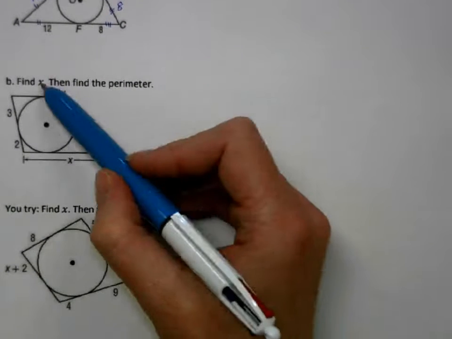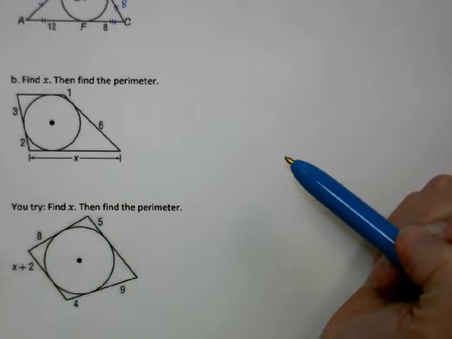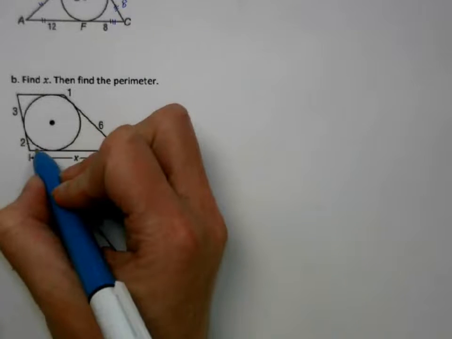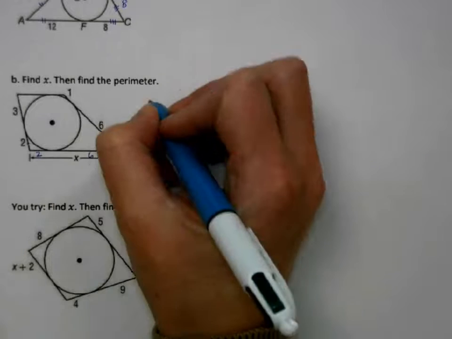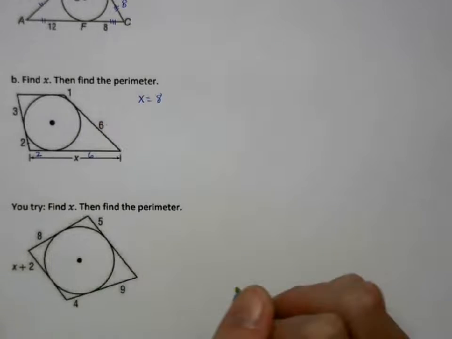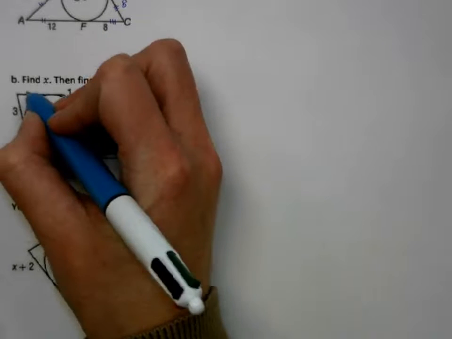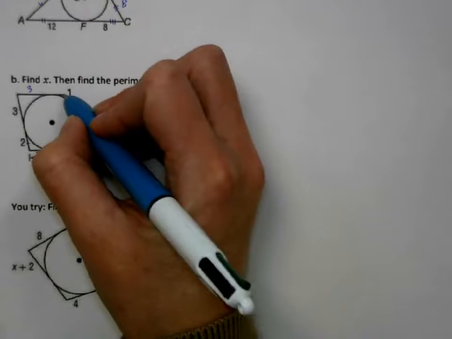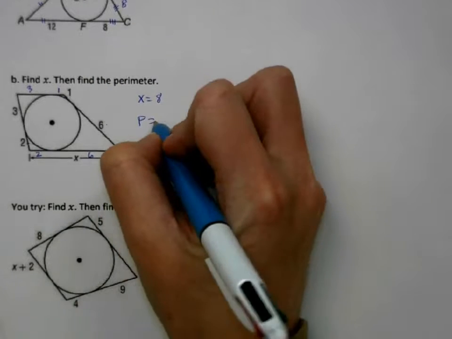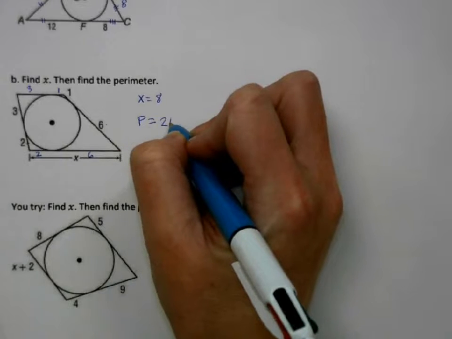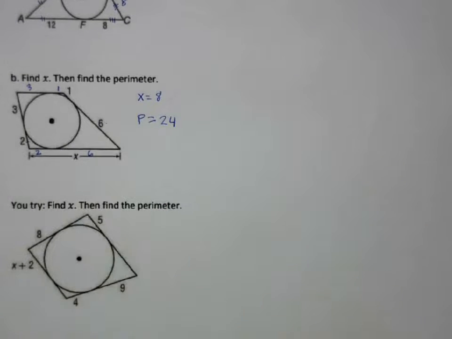First it says find x, then find the perimeter. Well, if this is 2, this is 2. If this is 6, this is 6. So x is going to equal 8. If this is 3, this is 3. If this little thing is 1, this little thing is 1. If we add all those up together, we get 24. So your turn to try the last one.